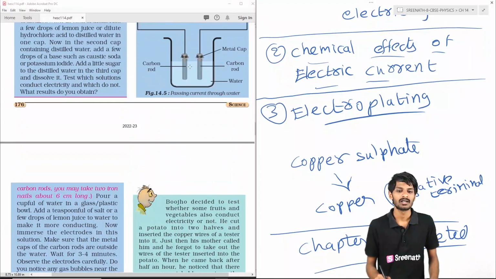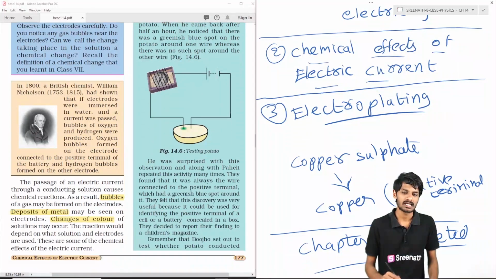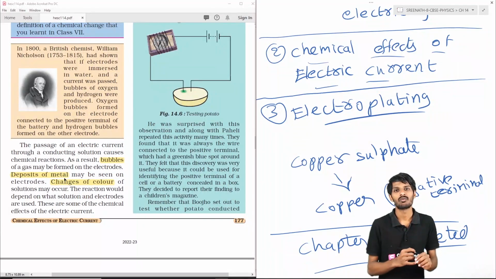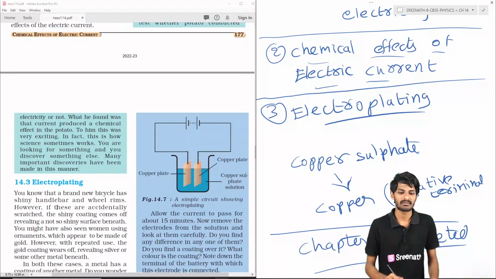And in the case of water, students, you will observe bubbles near the electrodes, which means oxygen and hydrogen are involved. So this is the chemical reaction, chemical effect. And sometimes one metal is deposited on another metal, so that is a chemical effect. And sometimes the color of the solution changes, it is also a chemical effect. So all these are the chemical effects, students.